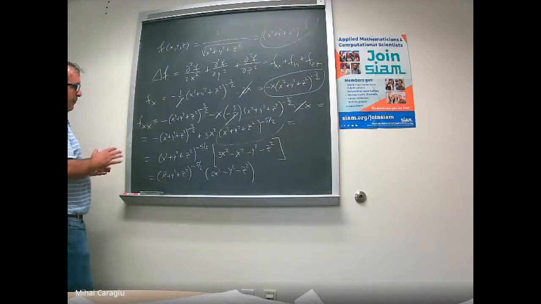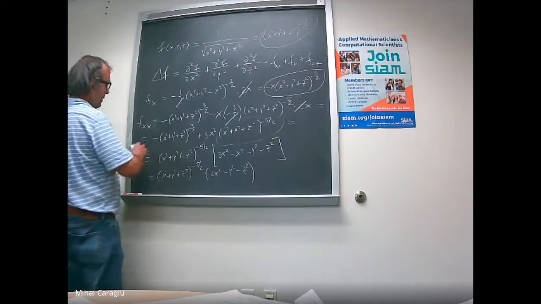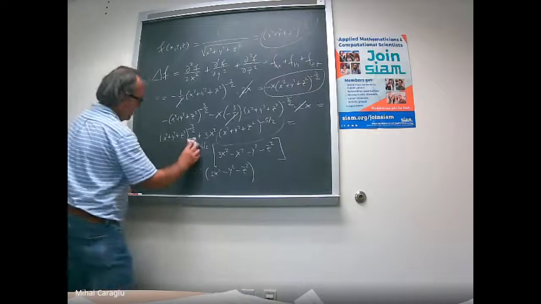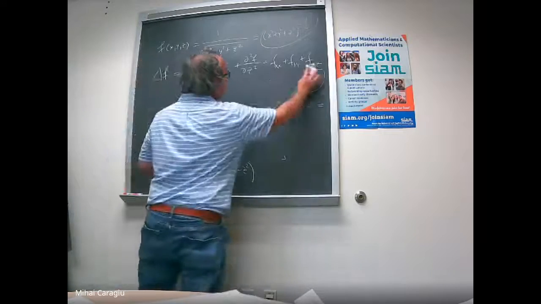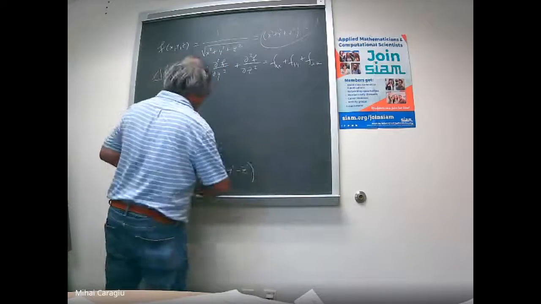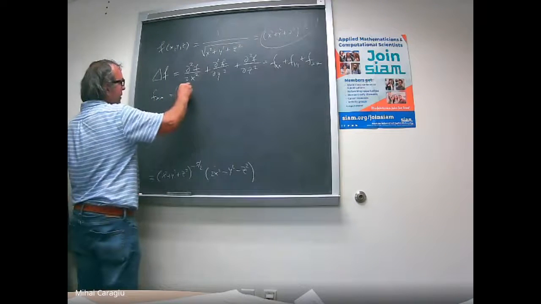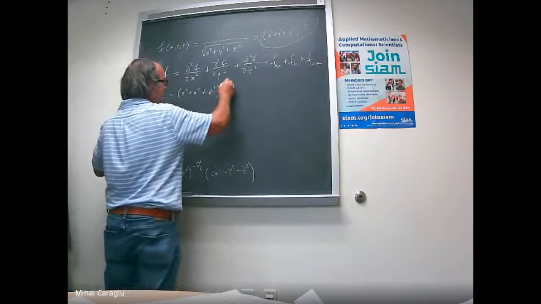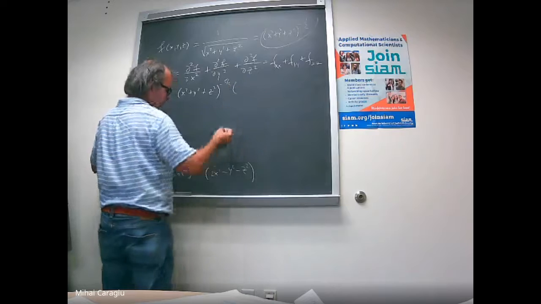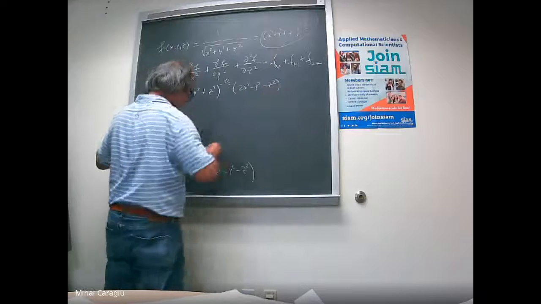So let's write down from all this computation, summarize what we got. After all this computation, we got f sub xx equals x squared plus y squared plus z squared to the power minus 5/2 times 2x squared minus y squared minus z squared.